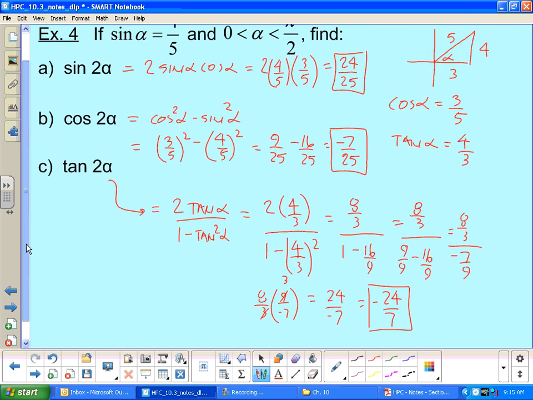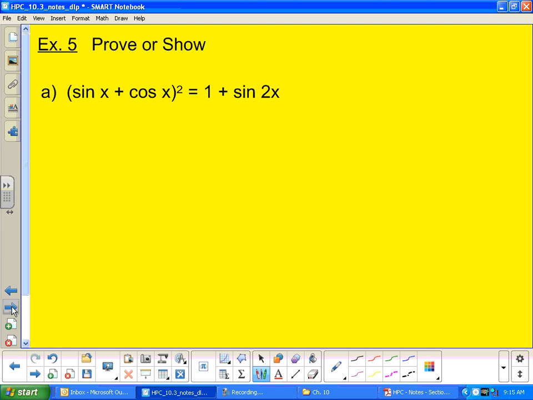All right, so just putting it into practice. More of the same. And then lastly, prove that sine x plus cosine x, squared, is the same as 1 plus sine 2x. Let's work on the left-hand side here. So we're going to FOIL this out. We're going to get sine squared x plus 2 sine x cosine x plus cosine squared x. Just working the left side.